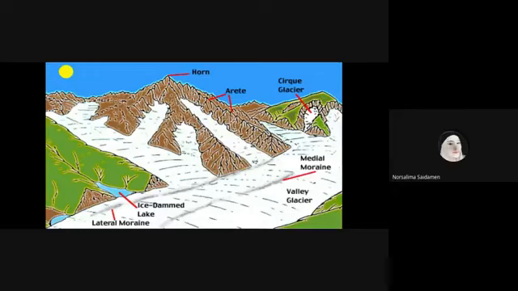In glacial valleys, as we discussed a while ago, glaciers form in valleys. So in arêtes, if two adjacent valleys are filled with glacial ice, the ridges between the valleys can be carved into a sharp knife-edge ridge called an arête.